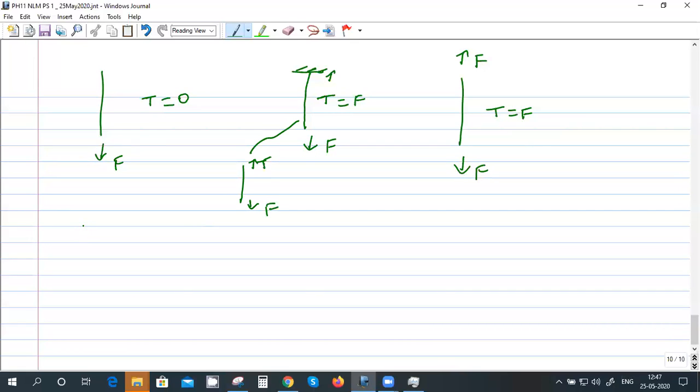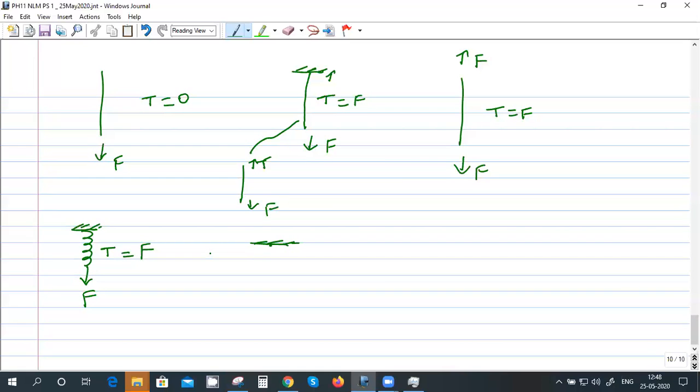Now I take a spring and pull one end of this spring with the force F. What is the tension here? 0. Yeah. But suppose it is connected to a support, the tension is F. Right. Okay, fine. Now this is the support.